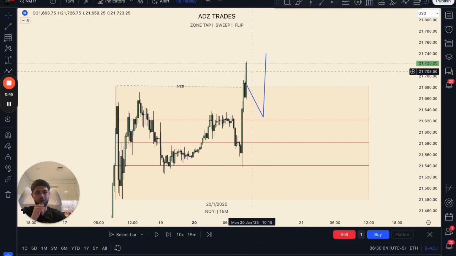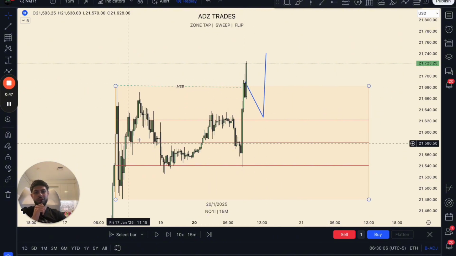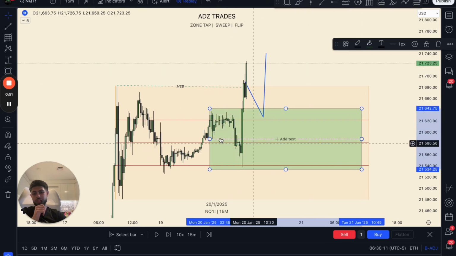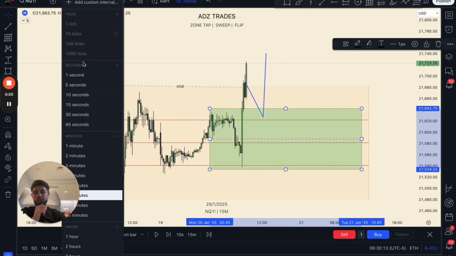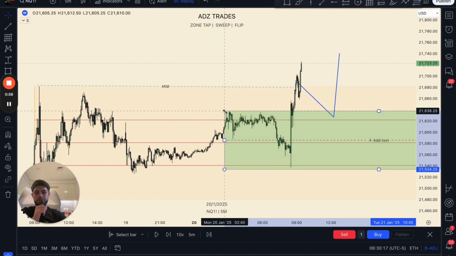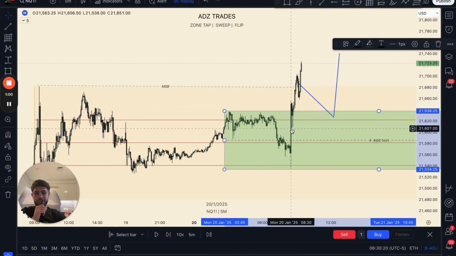Now this is perfect. Why? Because when we look for the area responsible for this break of structure, we can refine it to this area of demand here. Let's go down to the 5-minute. Let's see how that looks. You see we have this beautiful area of demand here. Price has tapped it, moved higher, and left this unmitigated.